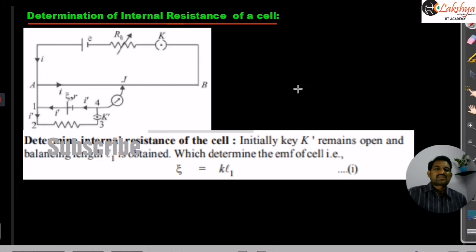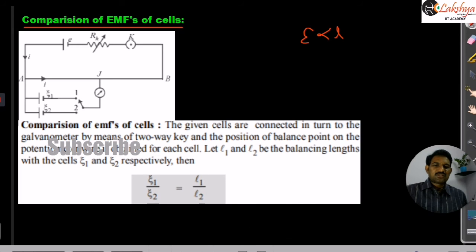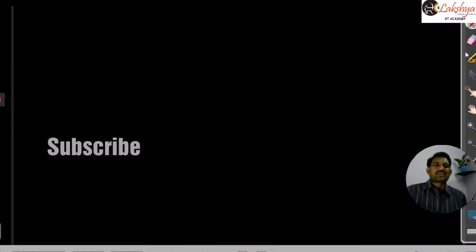And next, the determination of internal resistance of the cell will be there. I will explain that, and after that I will show the animation required for this. So this is a circuit diagram for this, and here one more method will be there for this comparison of EMF of the cells. So this is when the cells are connected directly here. Sometimes in the secondary circuit the two cells may be connected like this.